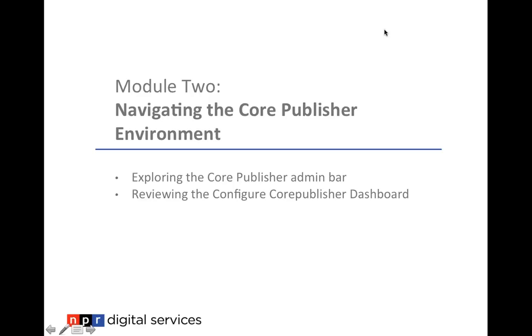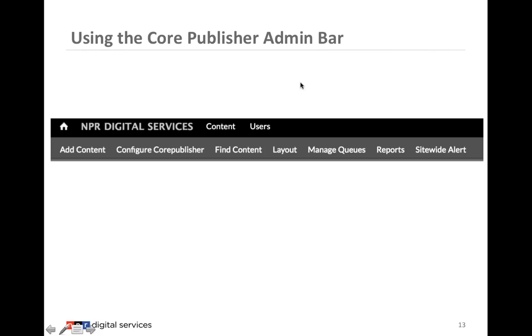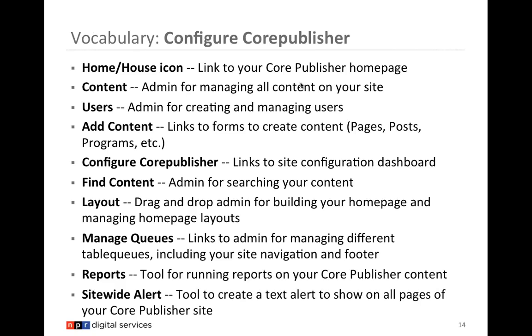Let's hop into our second module. We're going to talk about navigating the Core Publisher environment. In this module, we're going to explore the Core Publisher admin bar and also the Configure Core Publisher dashboard. So when you're logged into your site, at the top of every page, you're going to see that gray and black admin bar. You've got Home, Content, Users, Add Content, Configure Core Publisher, Find Content, Layout, Manage Queues, Reports, and Site-wide Alert. These are going to take you to some of the most commonly used things that you would be doing as an admin.